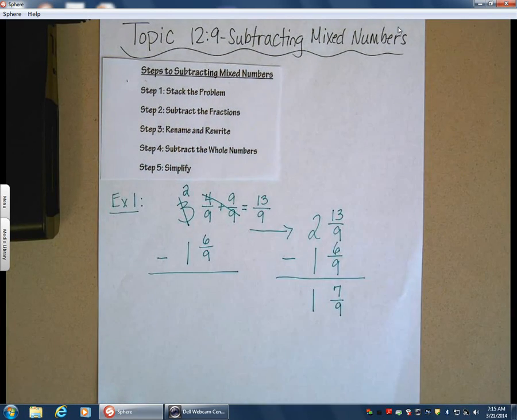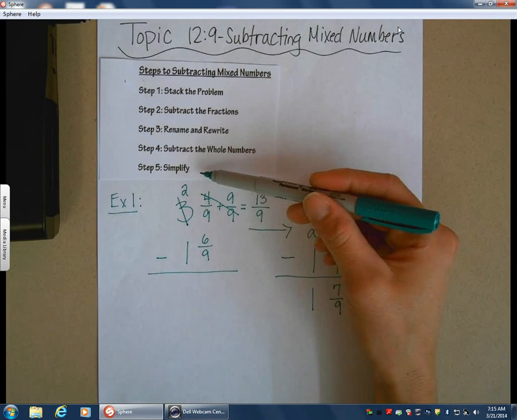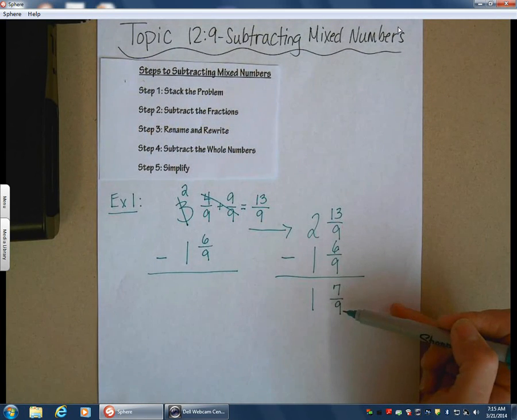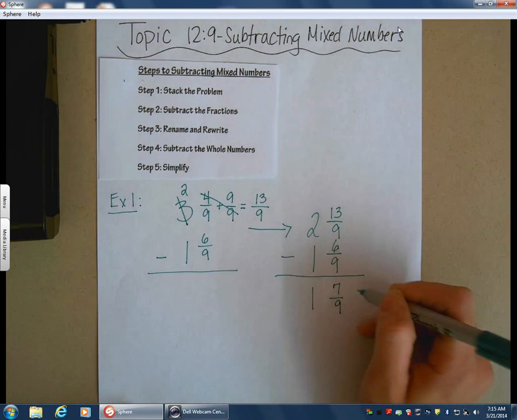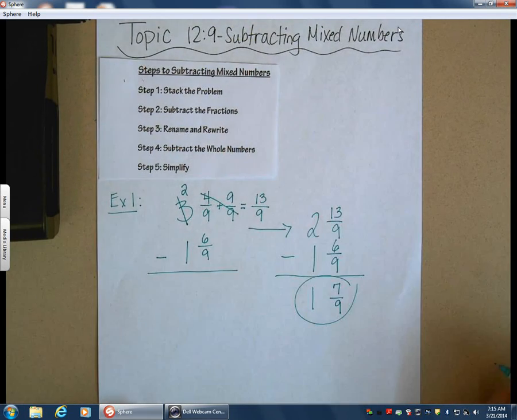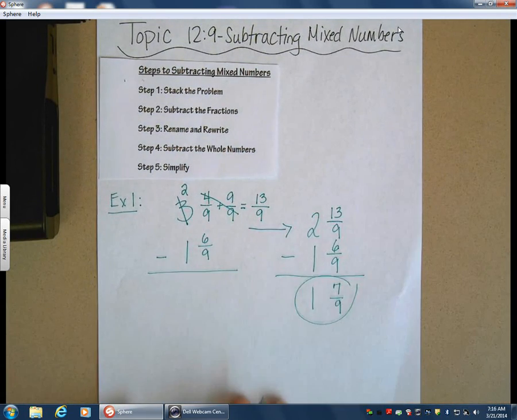So let's check for step 5. Let's see if we could simplify. 7 over 9. I can't simplify this any more than it is. So my final answer is 1 7/9. Let's try one more.